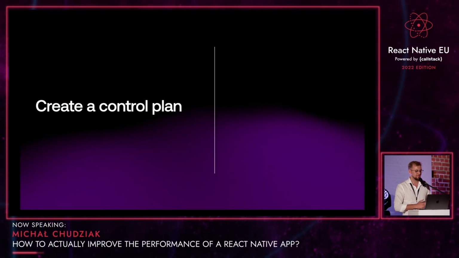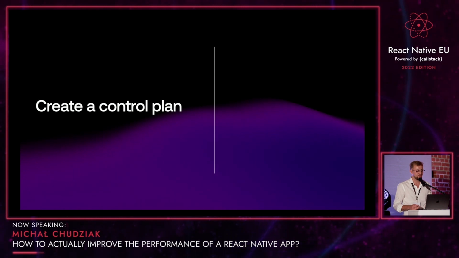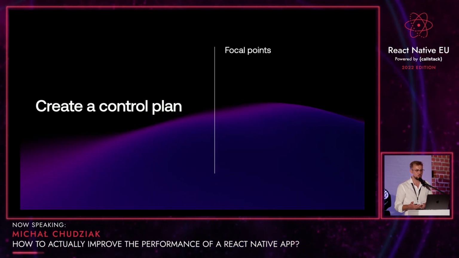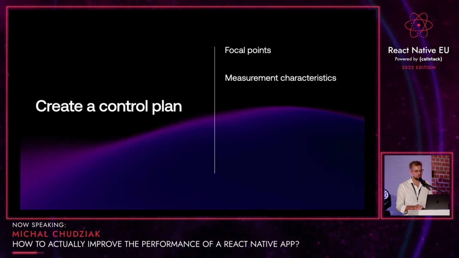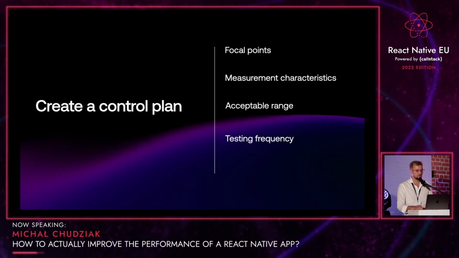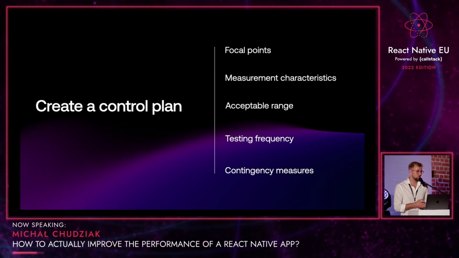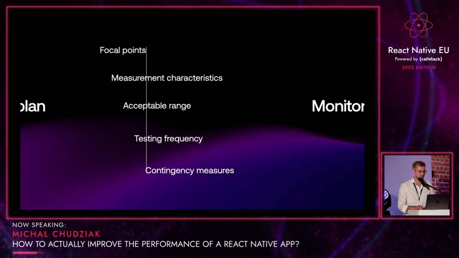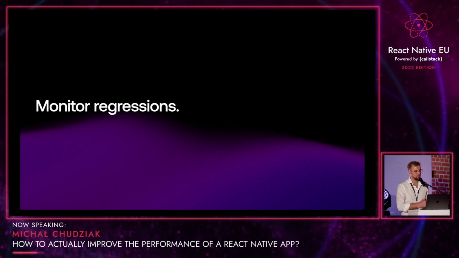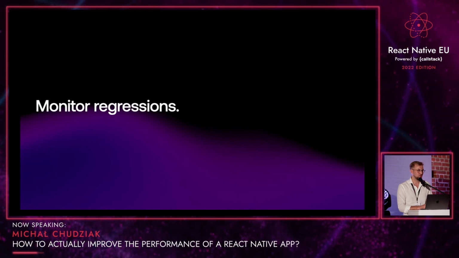A control plan is simply a strategy to ensure quality. So we can use some of the work from previous phases to define the areas we want to control. We should outline focal points, scenarios, measurement characteristics, acceptable ranges for each indicator, and testing frequency. Additionally, it's good to define some procedures on what to do if we spot the issues. The most crucial aspect of controlling is closely monitoring the regressions. Some time ago, we didn't have many options to do it easily with React Native.